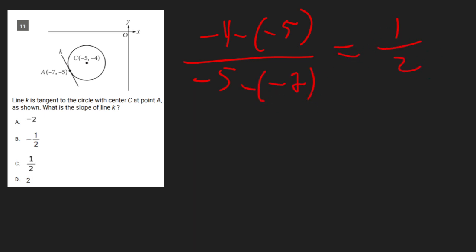Moving on to the next question. Line K is tangent to the circle with center C at point A, as shown. What is the slope of line K? So, basically, well, we know that if K is a tangent line, that means it has to be perpendicular to the line AC. And AC has a slope of, well, negative 4 minus 5, or negative 5, divided by negative 5 minus negative 7, and this equals 1 over 2. That means that slope K has to be negative 2, because it's a negative reciprocal.